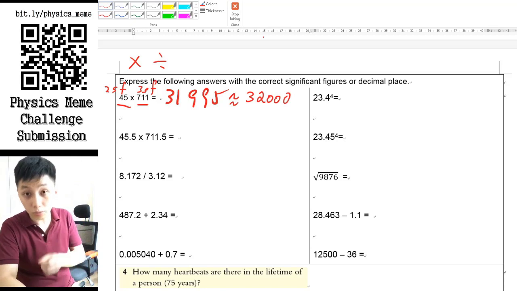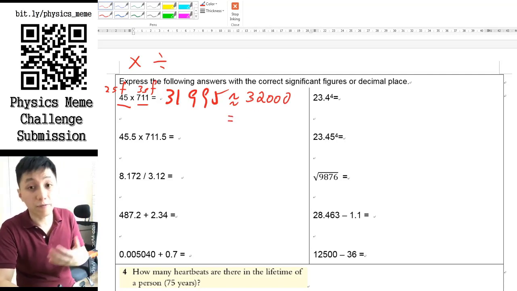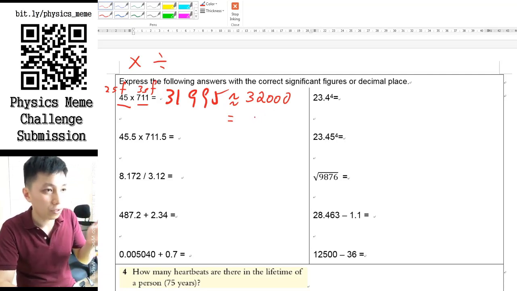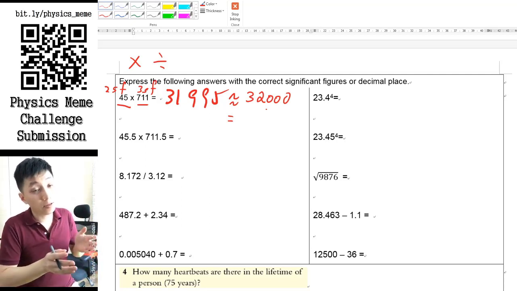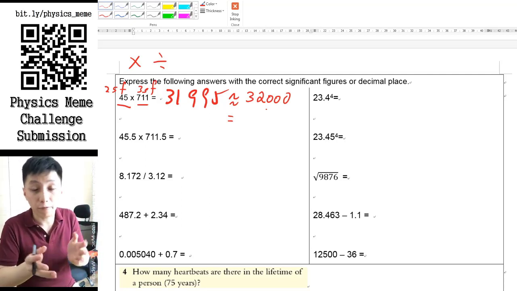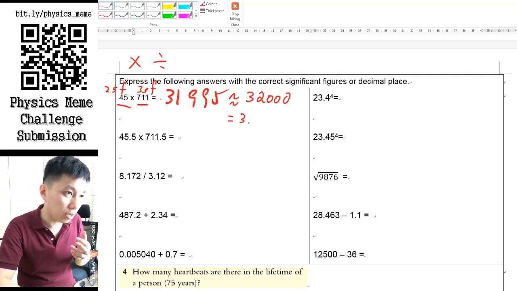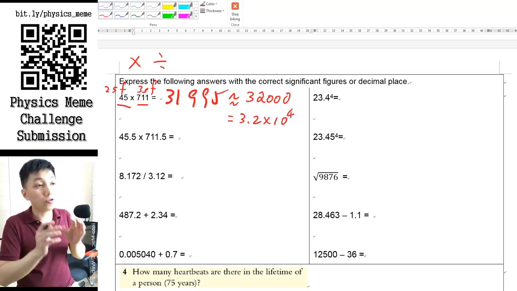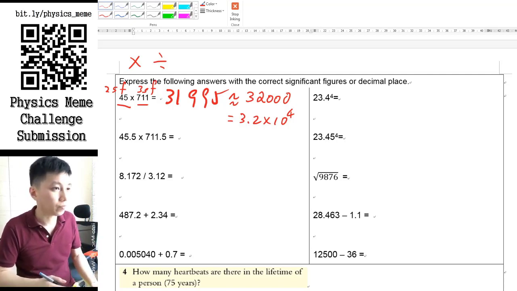So that is to say your final answer should be expressed as 32000 only. Okay, and in fact the best presentation in physics should be using scientific notation, because if you write down 32,000, we actually don't know whether it is 2 sig fig. It could actually be 3 or 4, 5 sig fig as well. So the best way of doing it would be 3.2 times 10 to the power of 4. Okay, so this should be the actual final answer instead.